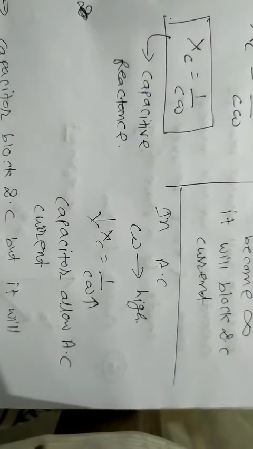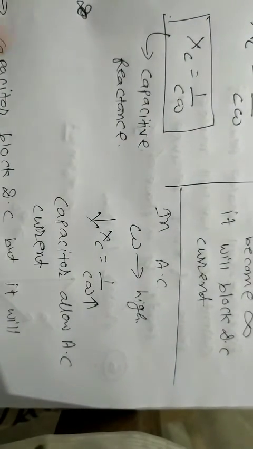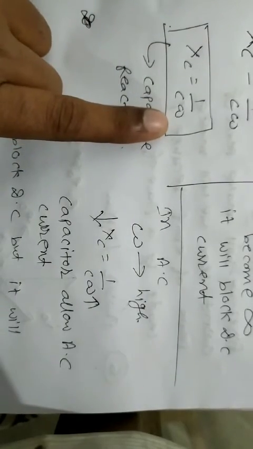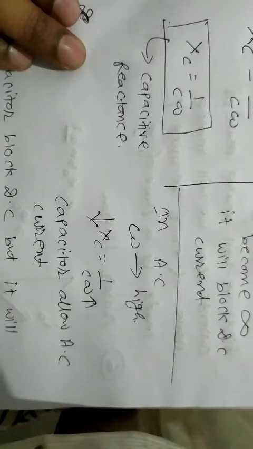See here, one thing you have to understand again: what was the value of XC? XC value was 1 by C omega. That means when omega increases, XC will decrease. So can we say that capacitive reactance is reacting according to the value of omega? Capacitive reactance reacts according to the value of omega. Remember this now.